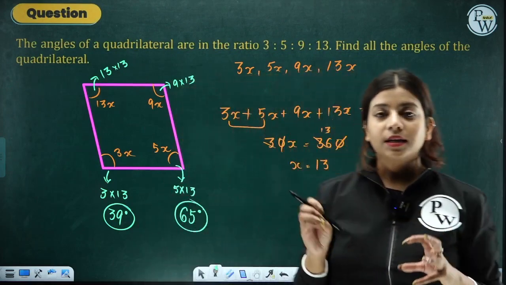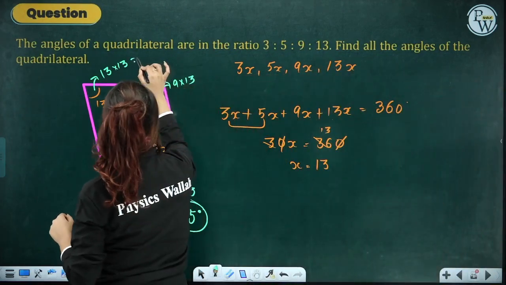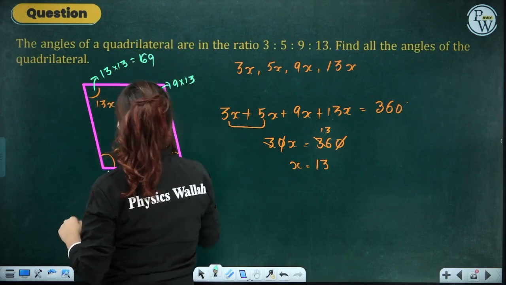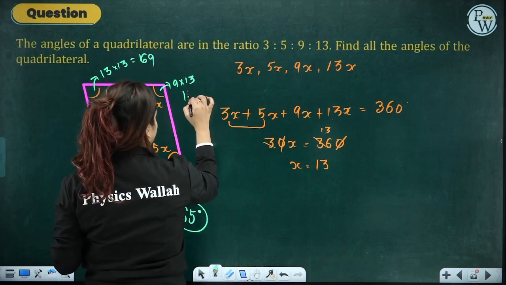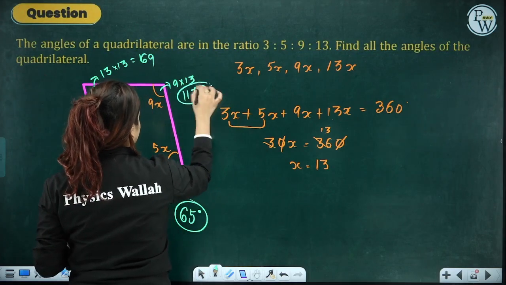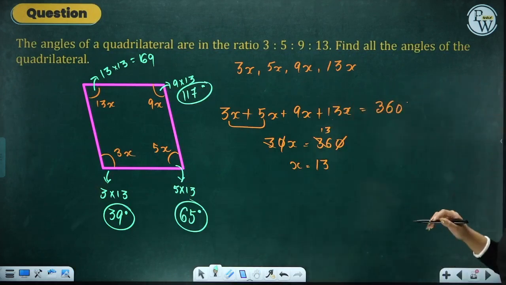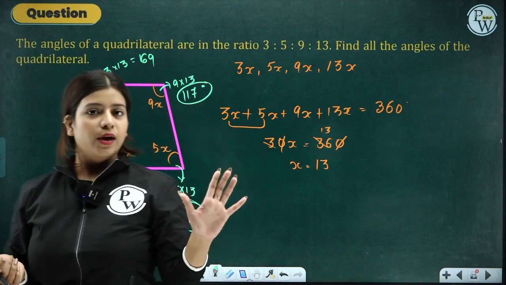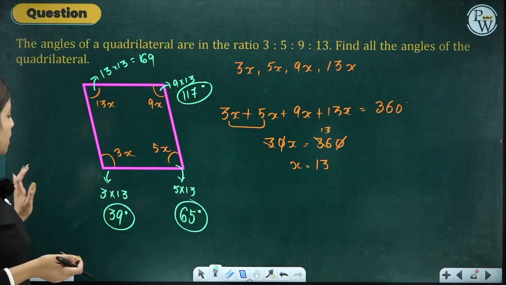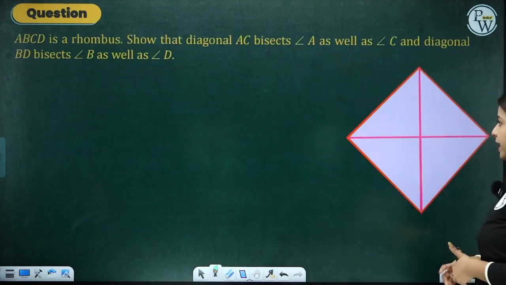I hope the part till here is clear with everyone. 13 into 13 will give us what? 169 degrees. As simple as that. And 9 into 13 will give us 117 degrees. So these are the 4 angles that we will be getting after our x comes out to be 13. I hope this is clear with everyone, right? Okay, so let's move forward to the next question.